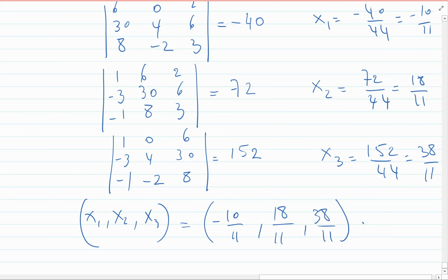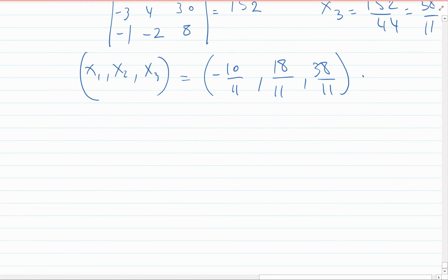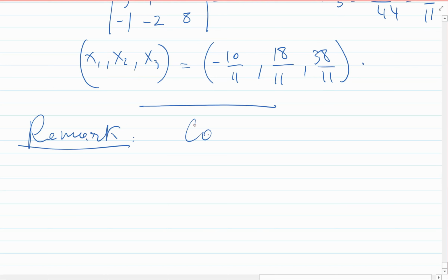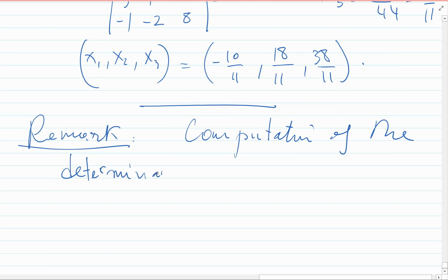So before I wrap this up, I want just to make a remark here. In the computation of the determinant, we come up with this minus 1 to the power i plus j. And how does it distribute on the matrix?